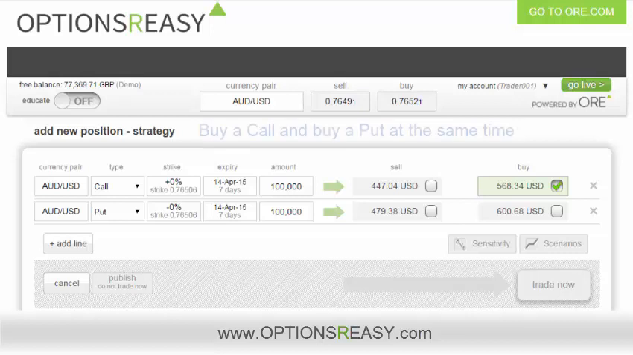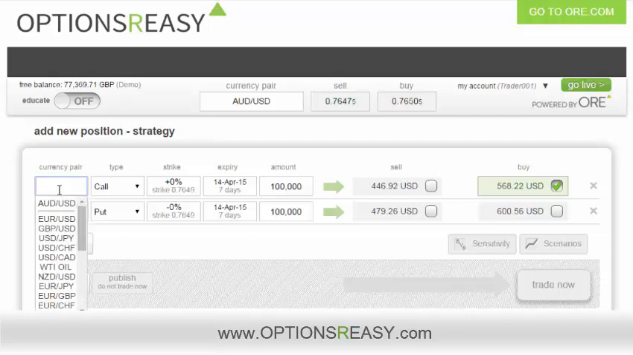This strategy works through buying a call option and a put at the same time. And as you know, a call brings you a profit when the market price rises, and a put brings a profit as the market falls. Both options have limited risk. So to create this strategy, we need to set up two legs. The top leg here will be the call.